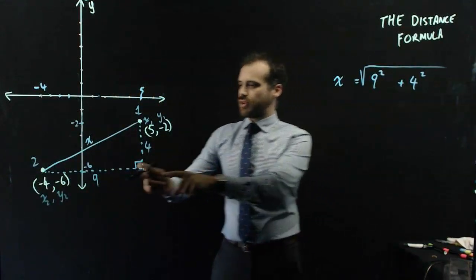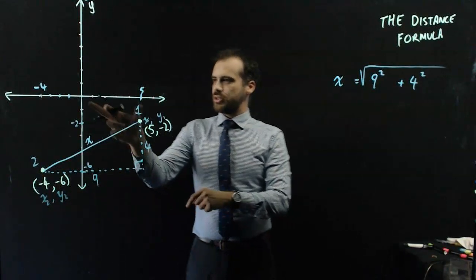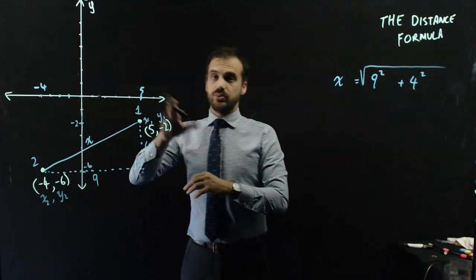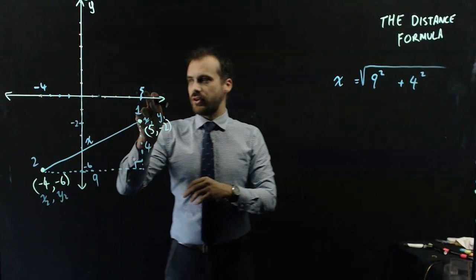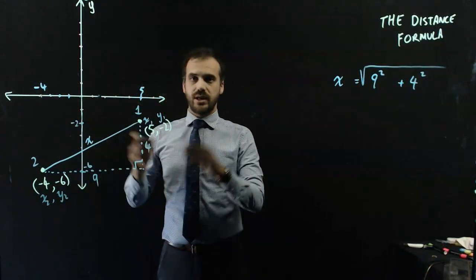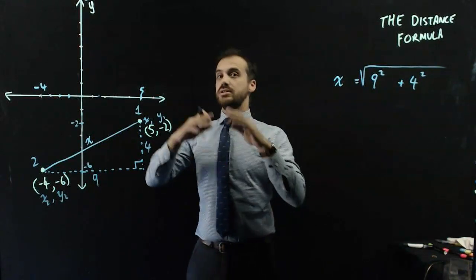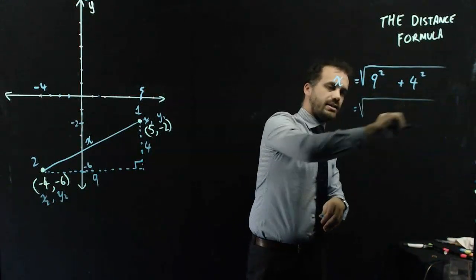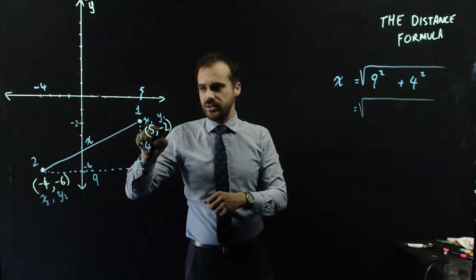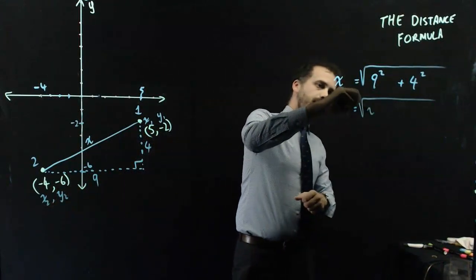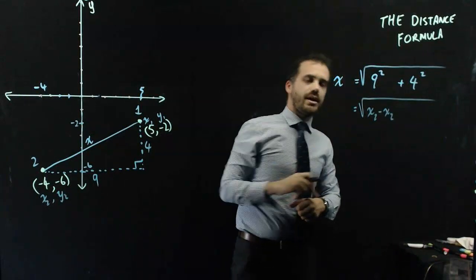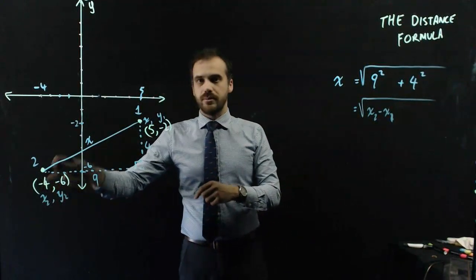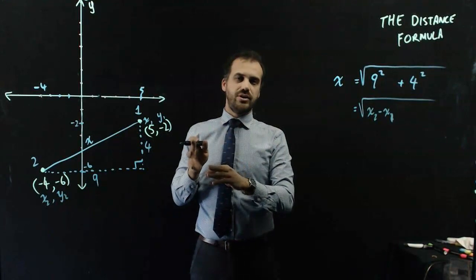Okay, now what did I do to find that 9? Well, I kind of took that value and took that value. But what we can actually do is subtract one of those values from the other. Watch this. 5 minus -4, which is 5 plus 4, which is 9. So, I can rewrite the 9 as one of those values. Let's use x2 minus x1. x2, -4, minus x1, 5. That gives me -9.